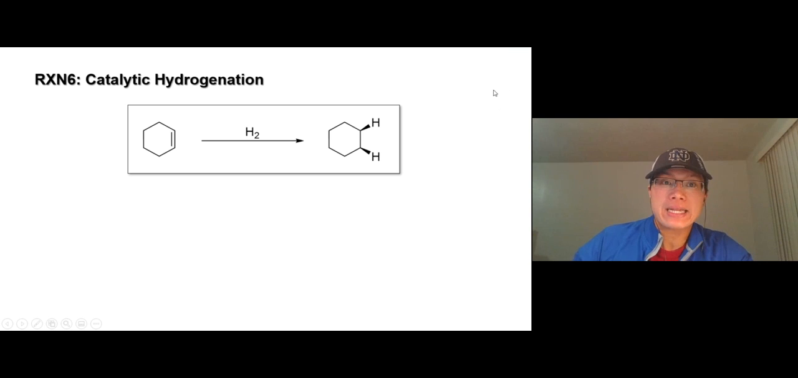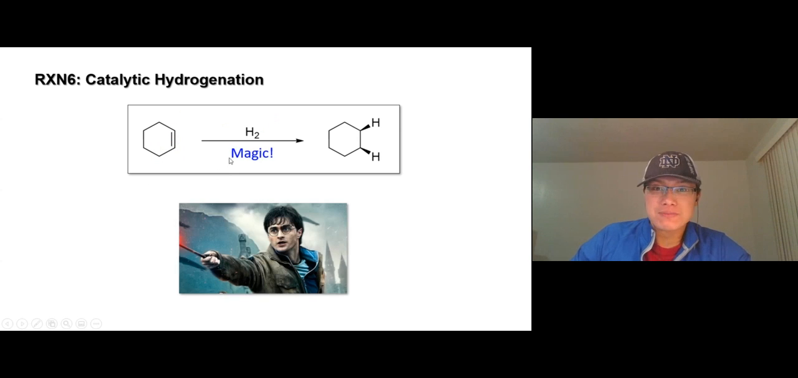We have catalytic hydrogenation, adding hydrogen onto the double bond. Imagine this: let's say the double bond, the alkene, is a liquid, and hydrogen is a gas. Mix them in the flask, they're not going to do anything, right? Gas and liquid, they don't mix, of course. So if you want this hydrogen to be added across the alkene, we need magic.